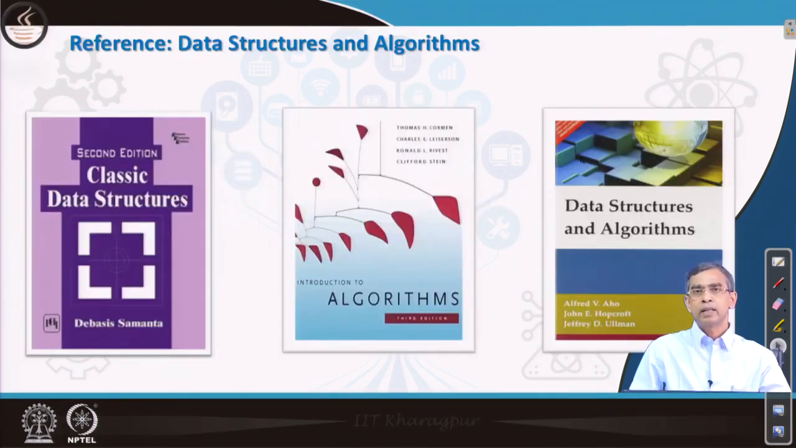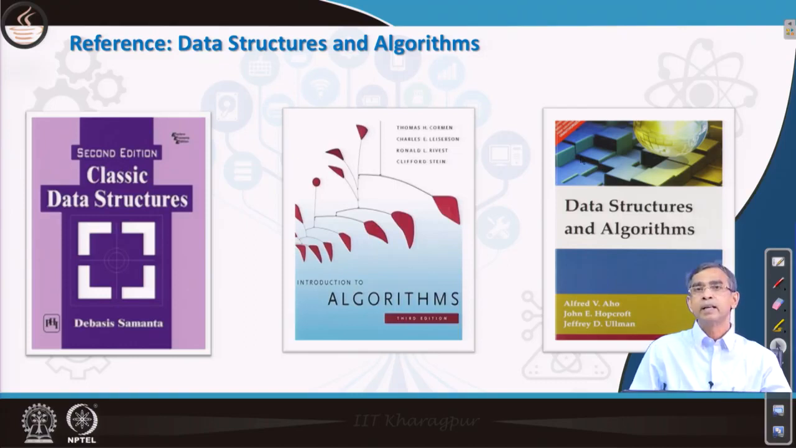As I told you, here you have to cover three things: the programming aspects, data structure and algorithms, and finally their implementation. Now, if you are interested to learn data structure and algorithm, there is a good set of books available. I have listed 3 very popular books at the moment, like Classic Data Structure by Debashish Samanta, then Algorithms by Cormen and its associate editors, and Data Structure and Algorithm, which is the very first book, written by Aho, Hopcroft and Ullman.